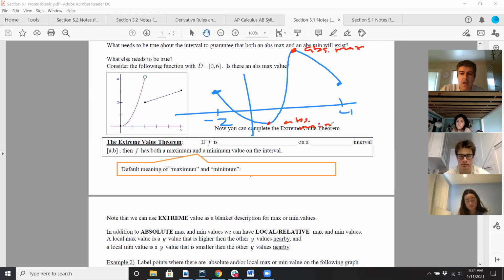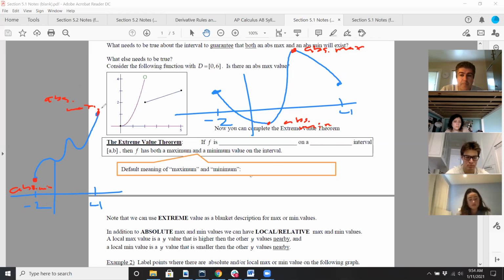right there. However, things could look like this too. I could have -2 and 4 again. I'm just randomly picking those numbers, just so you know. Let's say it does some sort of wavy stuff like this. Now this is my absolute min, and that's my absolute max. So they can happen at endpoints too.